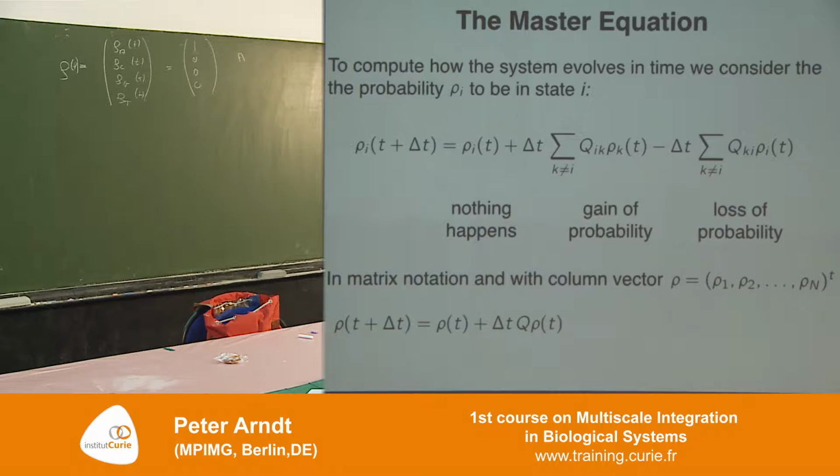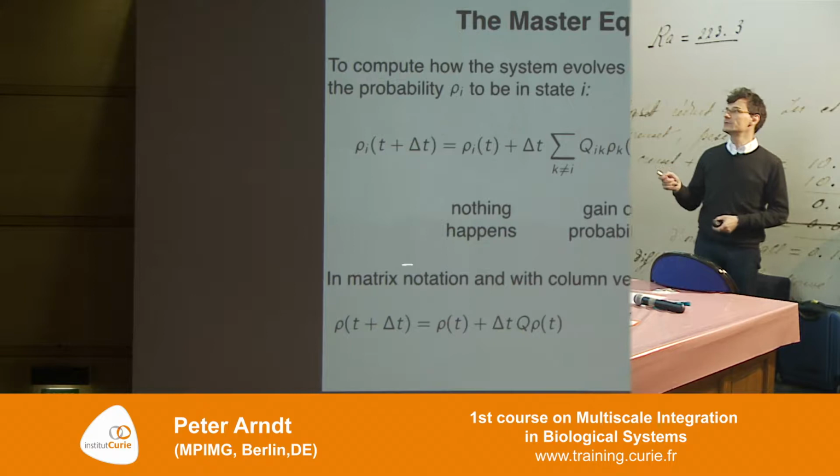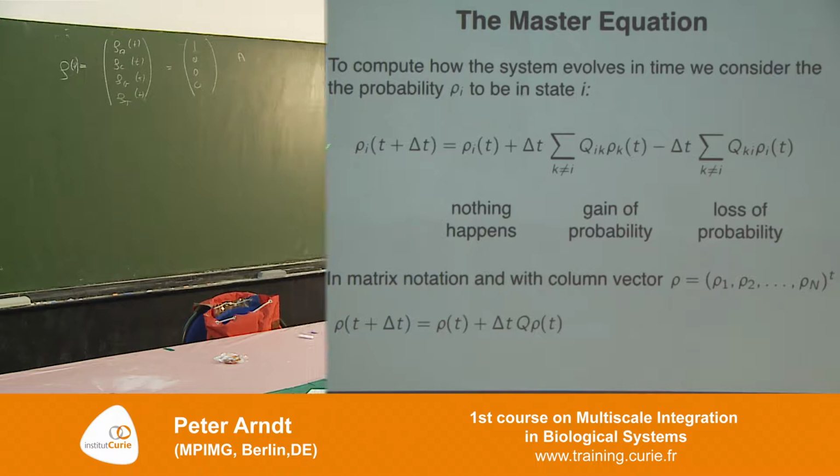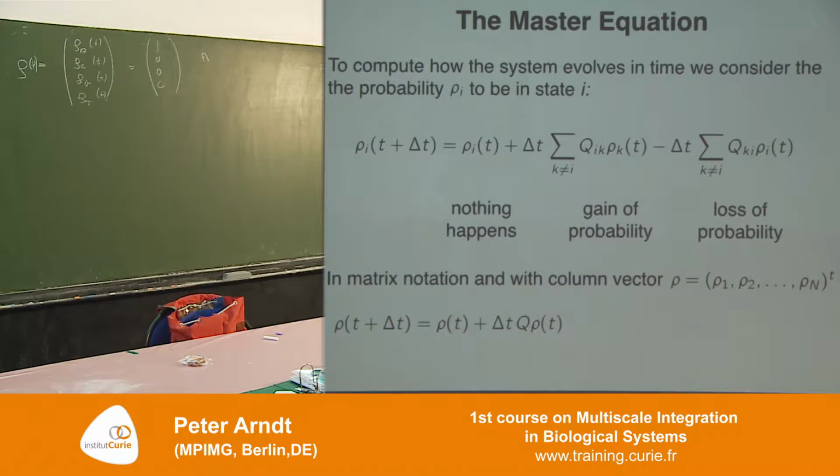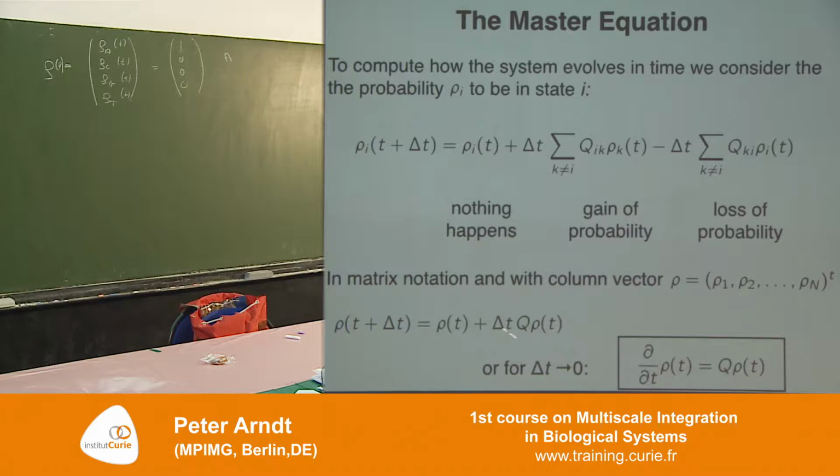Okay, and because we had this very nice matrix notation, we actually can write this equation in this form. So that rho at t plus delta t is equal to rho of t plus delta t times Q, this matrix, times rho. So the diagonal terms take care of the loss of probabilities, and the off-diagonal terms model the gain of probabilities. And then, of course, you can subtract rho and divide by delta t and get this differential equation out of it, which is the master equation of our system.